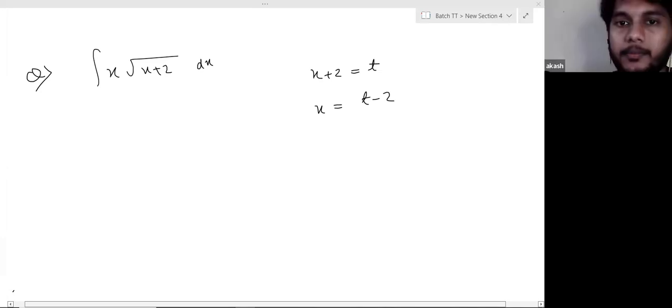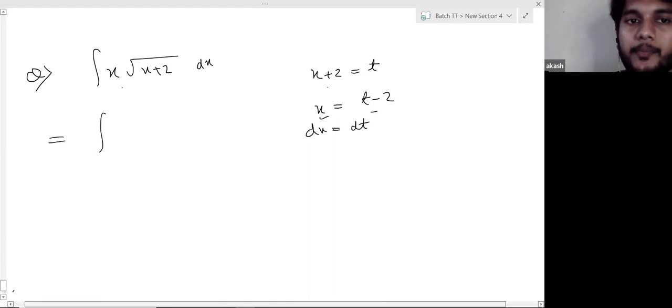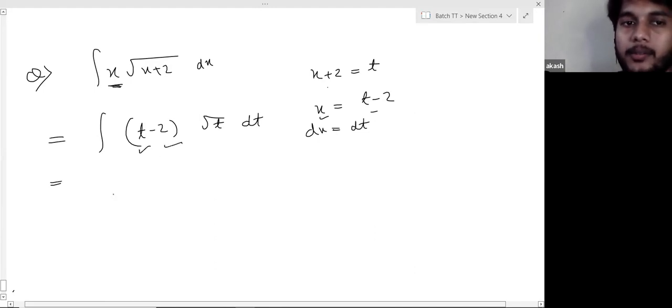Jiva, Ryan, have you solved this? If I take x plus 2 as t, then x will be equal to t minus 2, dx will be equal to dt. Substituting this, the value of x is t minus 2 and x plus 2 is t. So this is under root t and dx is dt. We can now multiply this under root t with this and this. So this is t into t to the power half minus 2 into t to the power half dt.